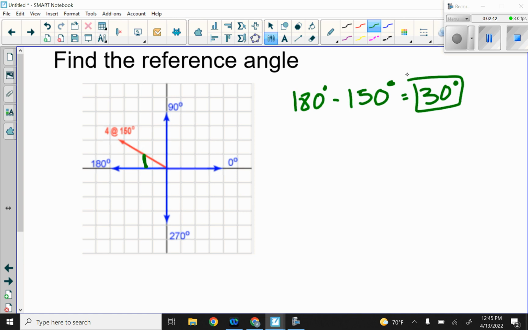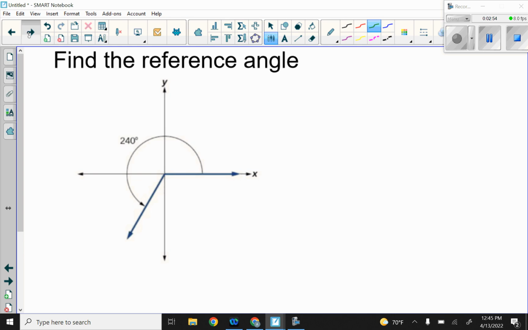Now, we are only working with positive angles. So if you get a negative answer, that's a hint that you did the wrong thing. Now find the reference angle. In this one, we're in quadrant 3. So it's like we're going backwards.